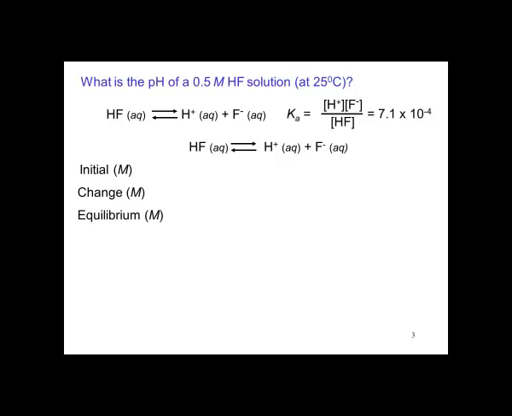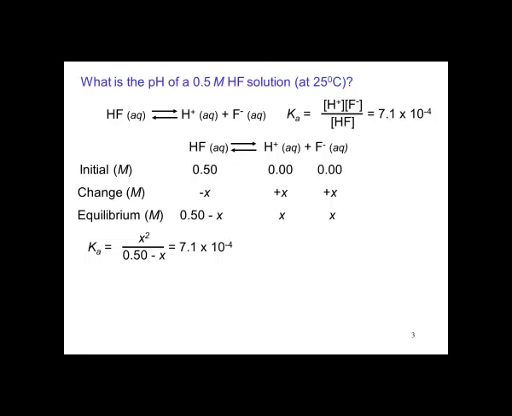We can write the ICE table. We start out with 0.5 HF, 0 and 0 of the ions. Minus X of HF dissociates, and plus X of H plus will form, and plus X of F minus will form. At equilibrium, we'll have 0.5 minus X, X and X. Substituting it into the expression, Ka equals X squared over 0.5 minus X, and that's going to be equal to 7.1 times 10 to the minus 4.